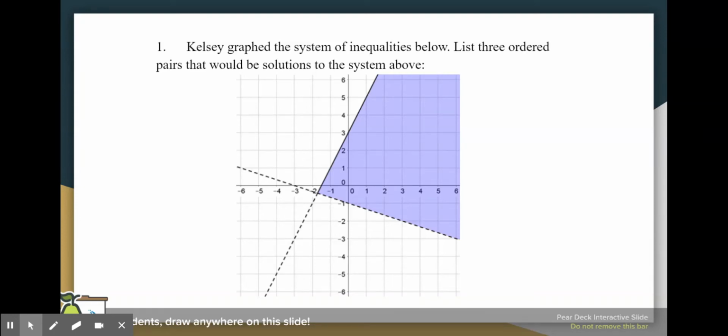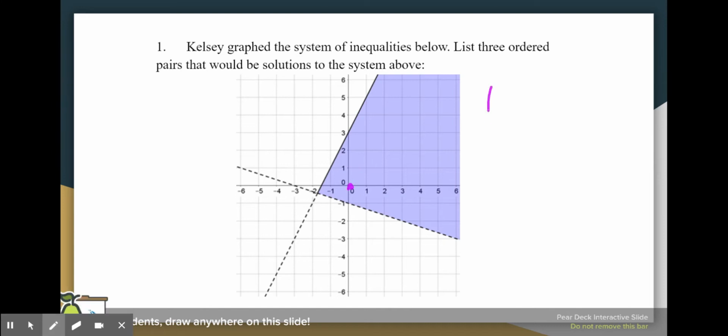Guys, let's go over the Benchmark 2 study guide. It says, Kelsey graphed the system of inequalities below. List 3 ordered pairs that would be solutions to the system above. So, guys, anything in this area would suffice. It really doesn't matter which 3 you pick.